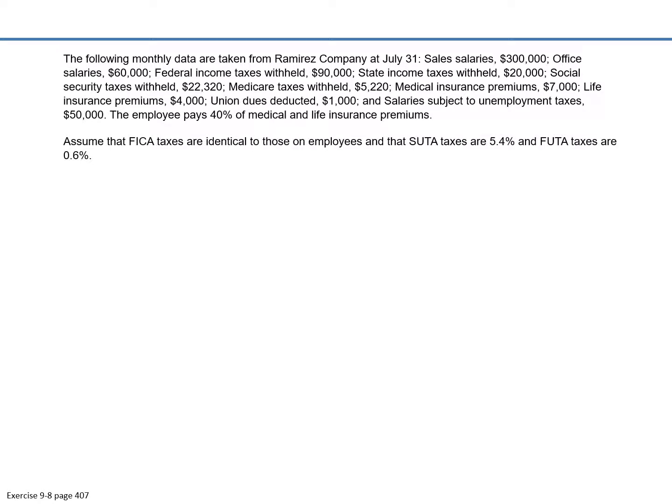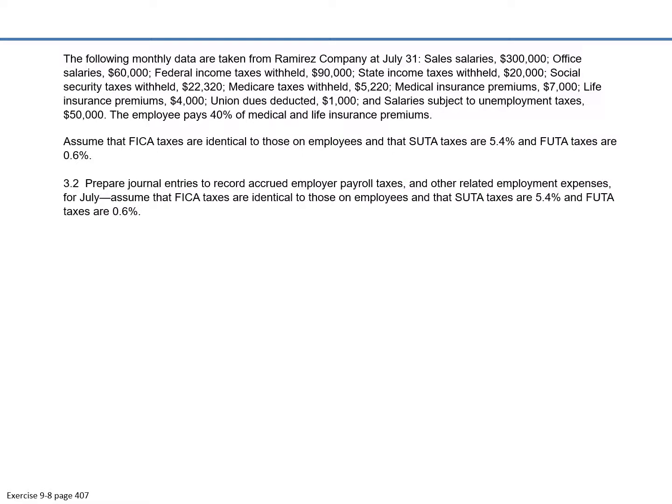All right, so if we are to assume that FICA taxes are identical to those of the employees, they want us to prepare the accrued employer payroll taxes and other related employment expenses for July. So we did the withholding side from the employees' paychecks. Now we're going to do the employer side.